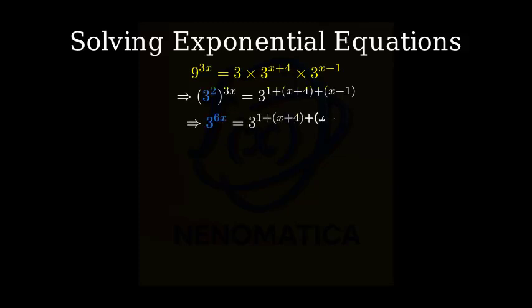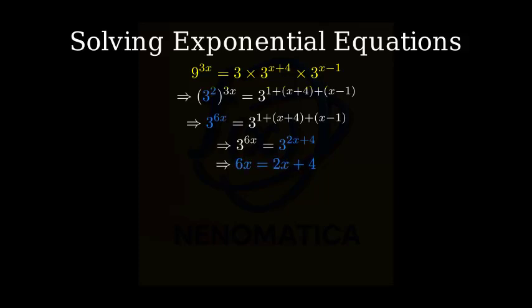Next, we apply the power rule, which states that a raised to the power b, all raised to the power c, equals a raised to the power of b times c. So 3 squared raised to the power of 3x becomes 3 raised to the power of 6x. Now, let's simplify the exponent on the right side. We have 1 plus x plus 4 plus x minus 1. This simplifies to 2x plus 4.